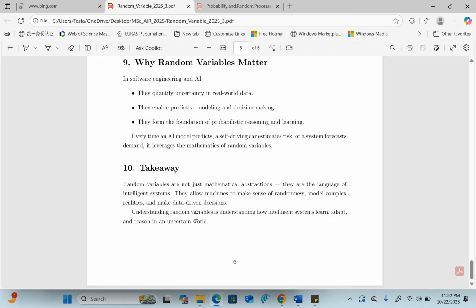Understanding random variables is understanding how intelligent systems learn, adapt, and reason in an uncertain world.